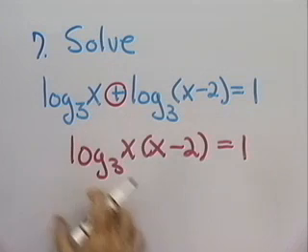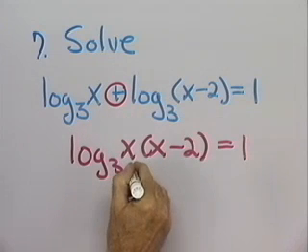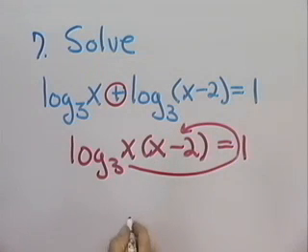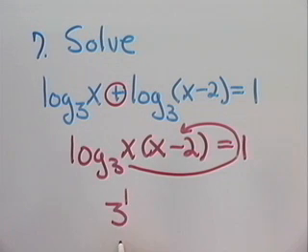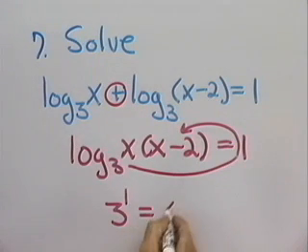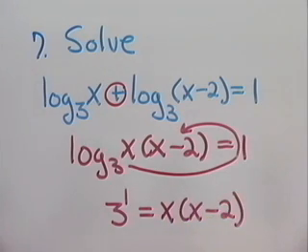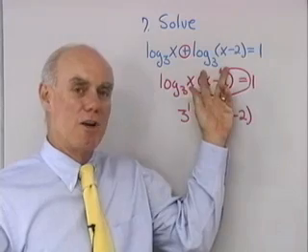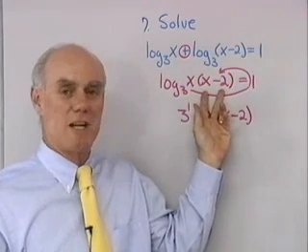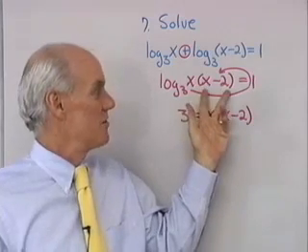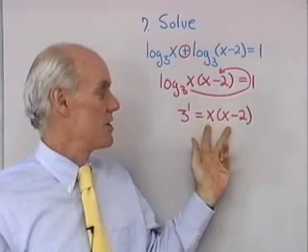Now, this is just a single logarithm statement, so I can write it in exponential form as 3 to the 1 is equal to this. So I'll change this from logarithmic form to exponential form using the definition for logarithms. 3 to the 1 is equal to x times x minus 2. So here I've used my properties of logarithms right here to contract this down to one single logarithm. Then I use my definition for logarithms to change this from a logarithmic form into exponential form.